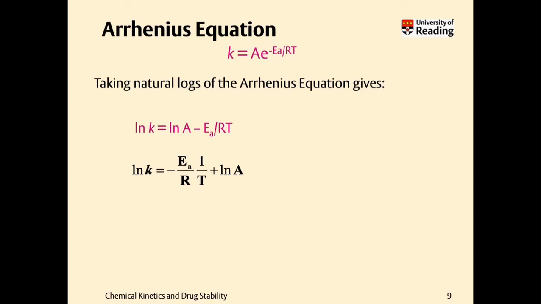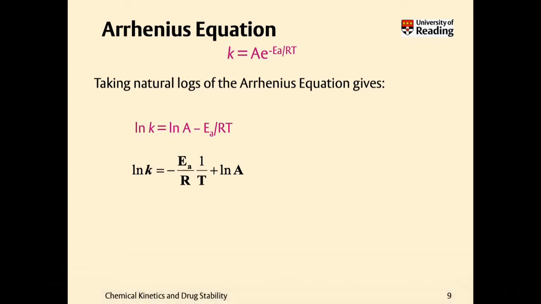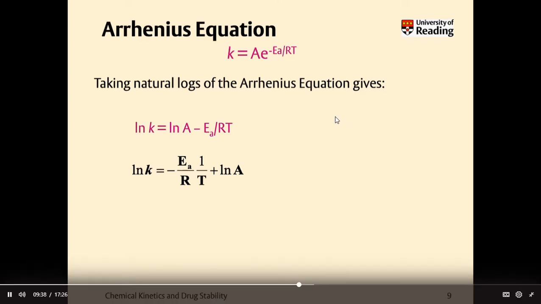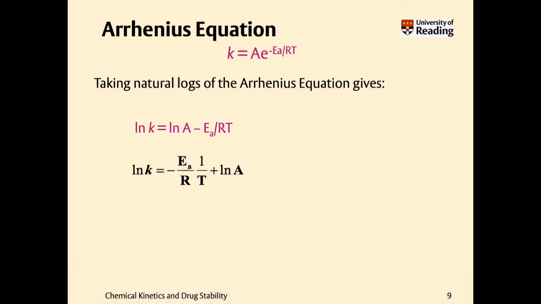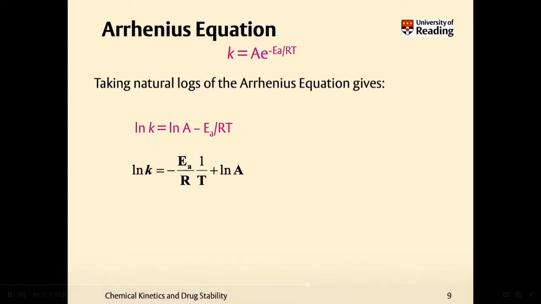Okay, so that would lead to natural log of k, and then you would split the two parts on the other side, so it equals natural log A, and then if you natural log e to the minus EA over RT, you remove the e. You'd have to go back to your maths to understand that, and it would lead to just minus EA over RT. So the reason we've natural logged both sides of this equation is to remove that exponent term. Okay, so we would end up with natural log k equals natural log A minus EA over RT.